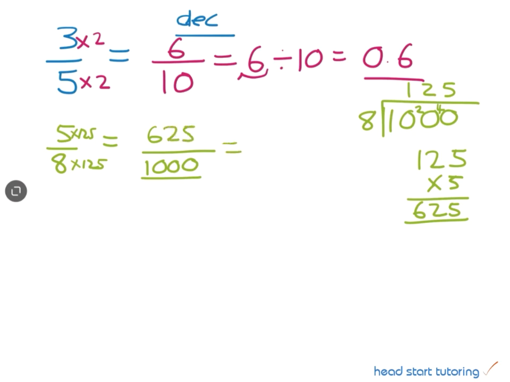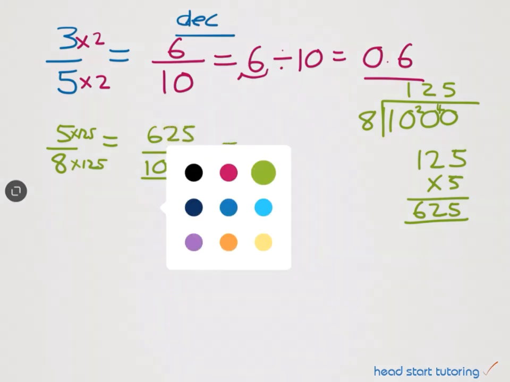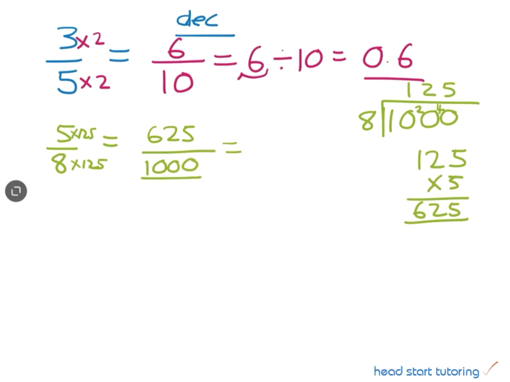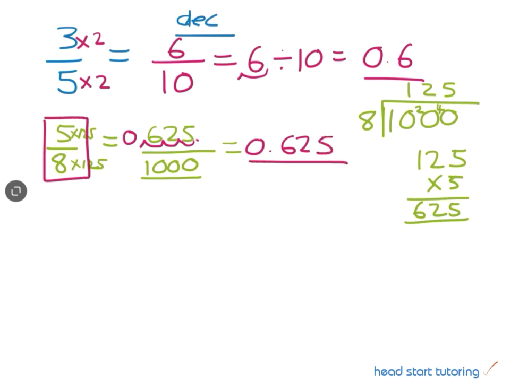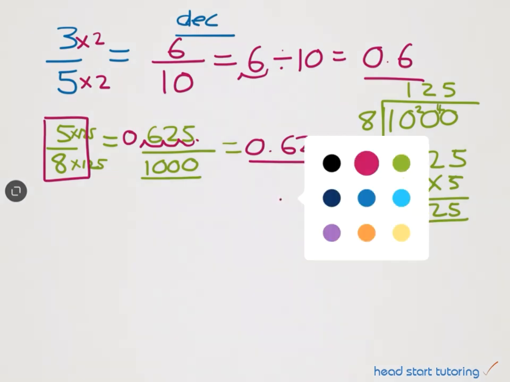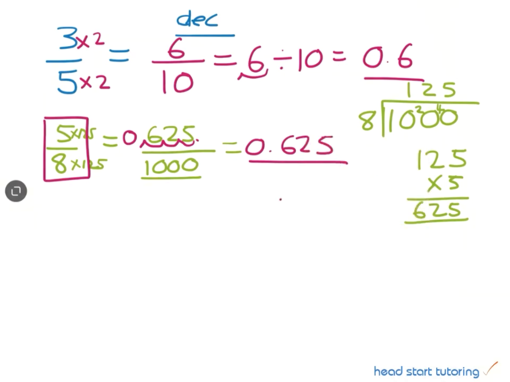So 625 over 1,000 is equal to 625 divided by 1,000. So we bring in 1, 2, 3 decimal places and put in our placeholders, and we end up with 0.625. So 5/8 as a decimal is equal to 0.625. Let's have a look at 2/3.